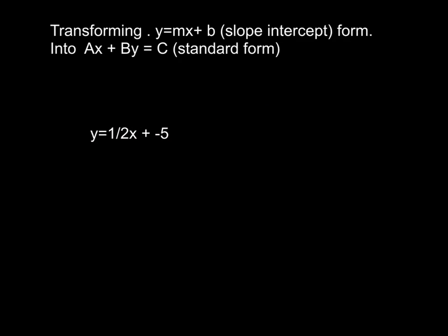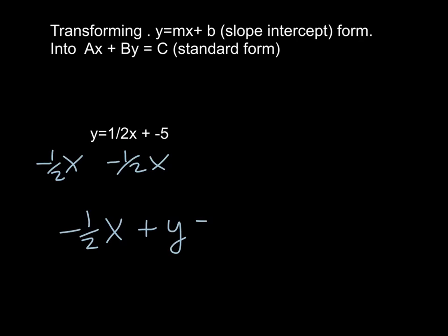Here is an example of a line in slope-intercept form. Transform it into standard form. Pause the recording, give it a go. Okay, so hopefully you were able to see that you needed to get this 1/2 x on the other side of the equation, which would give you negative 1/2 x plus y equals negative 5.